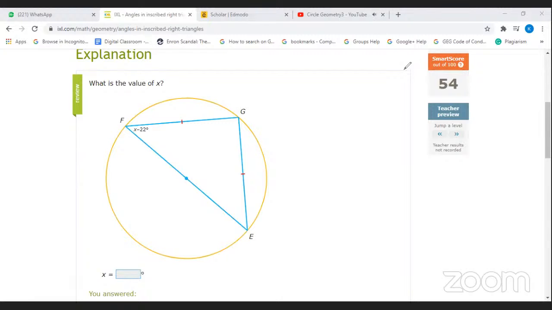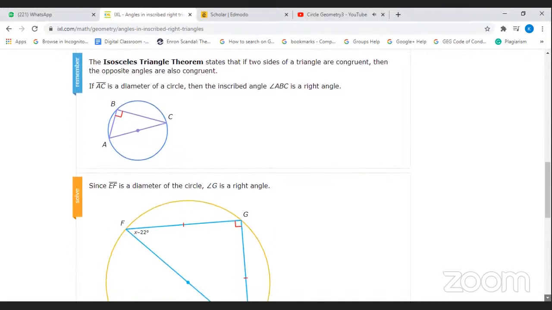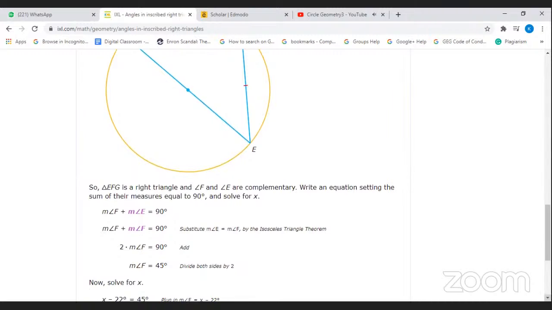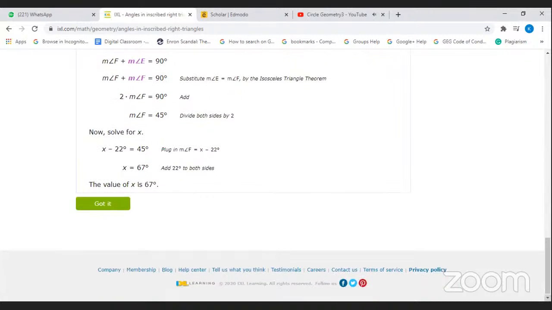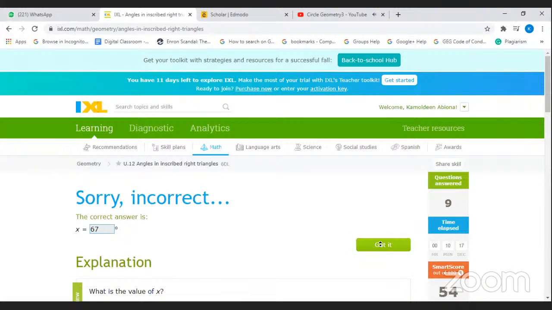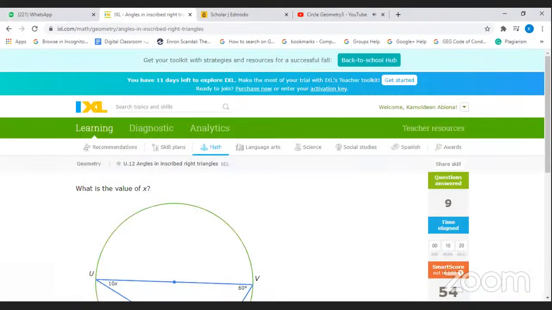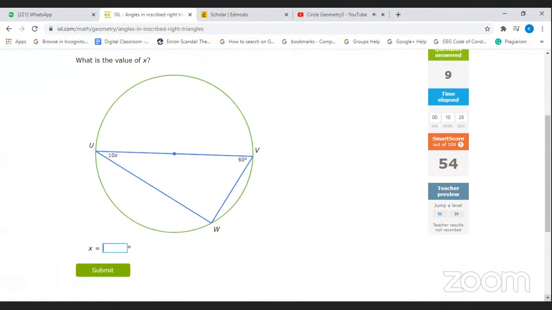But you can see that they have also provided a solution there. So in case you miss any question, you can just go through this. This is their own solution here. That's 67. And so on and so forth. So I think we can end this one here.